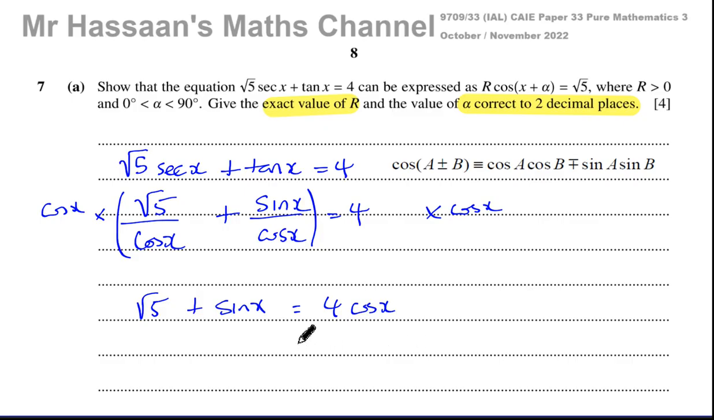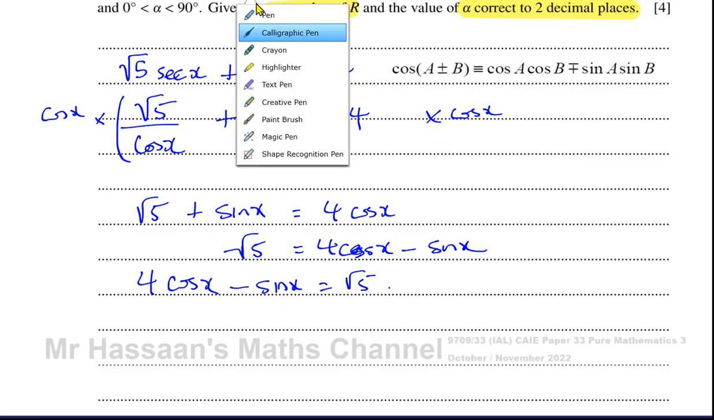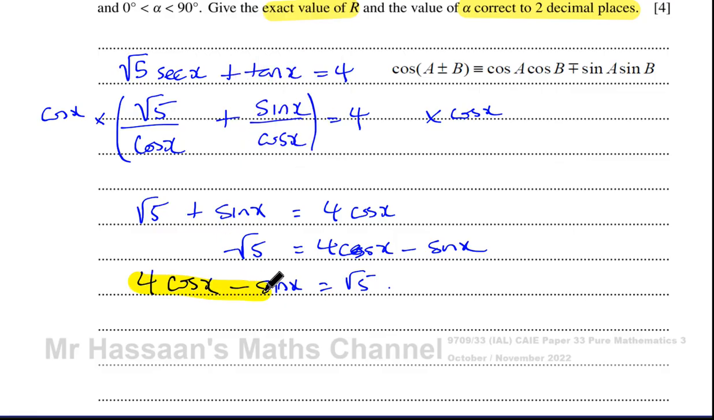Now it's looking a bit more familiar, but I want to have cosine x minus sine x. So if I subtract sine x from both sides, this side is left with root 5. I've got 4 cosine x minus sine x. So we have now expressed it in the form that we need to. We can say that 4 cosine x minus sine x equals root 5. Now, this is something I can work with, because it's in this type of form.